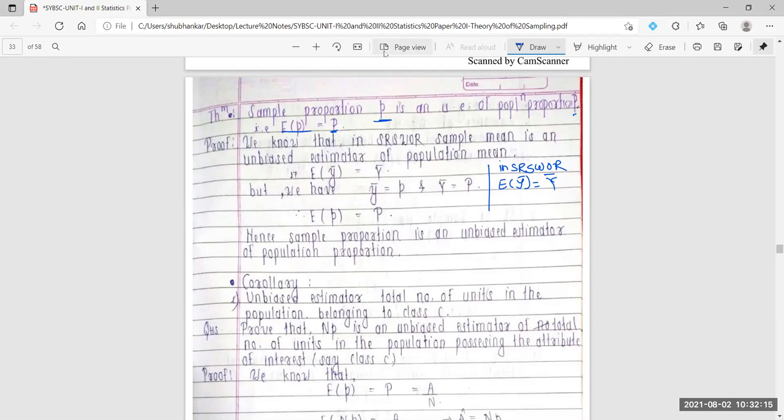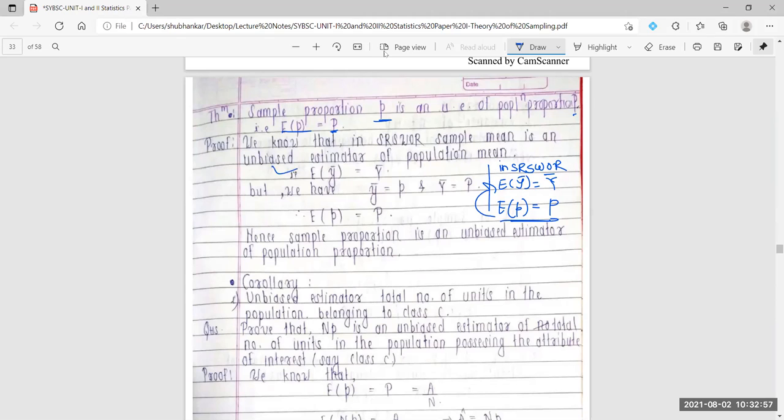Okay, so what does the sample mean mean in sampling theory for proportion? The sample mean y bar is equal to small p. And what does capital Y bar mean? It is capital P. So hence the proof. You can prove this statement by using the theorem that the sample mean in SRSWOR is an unbiased estimator for the population mean.